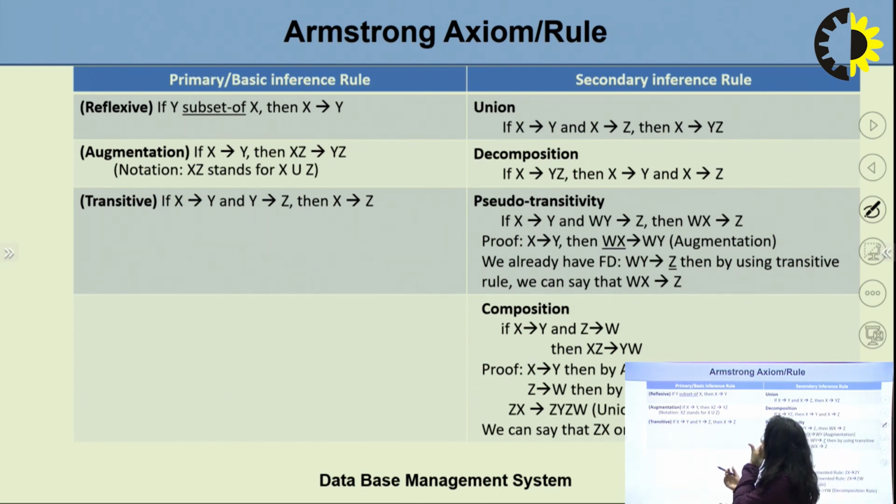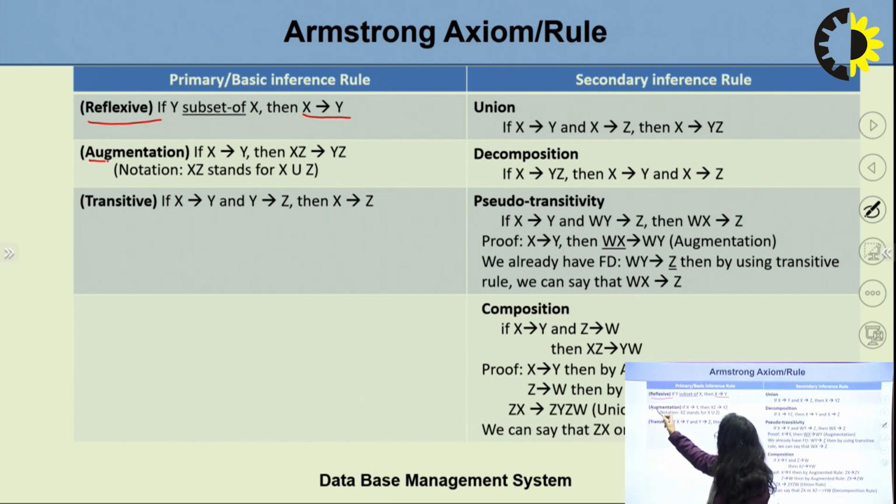So if we talk about the primary or basic inference rules, the first rule is reflexive. Reflexive means what? If Y is a subset of X, then we can write X tends to Y. Y is a subset of X, right? So it is the trivial functional dependency which we studied in the previous slide.